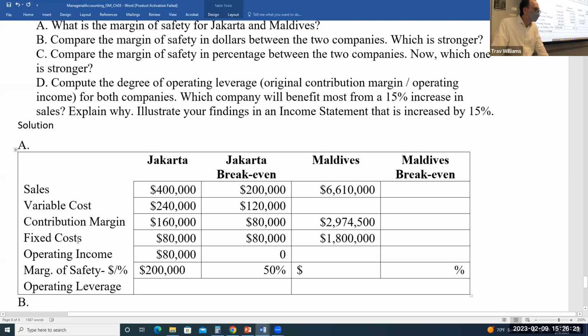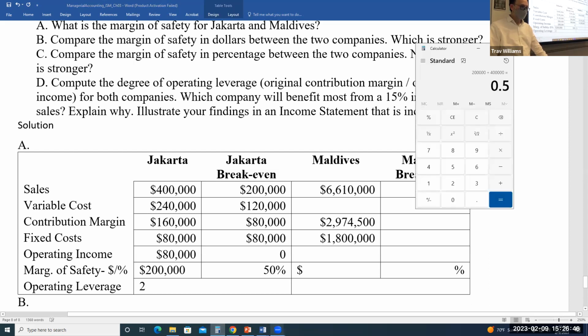Oh, and then operating leverage, remember, is contribution margin divided by operating income, right? So if we take contribution margin of 160,000 divided by their operating income of 80,000, we have an operating leverage of 2. Okay, so that one's a little easier. We've got some more difficult numbers over here to deal with.